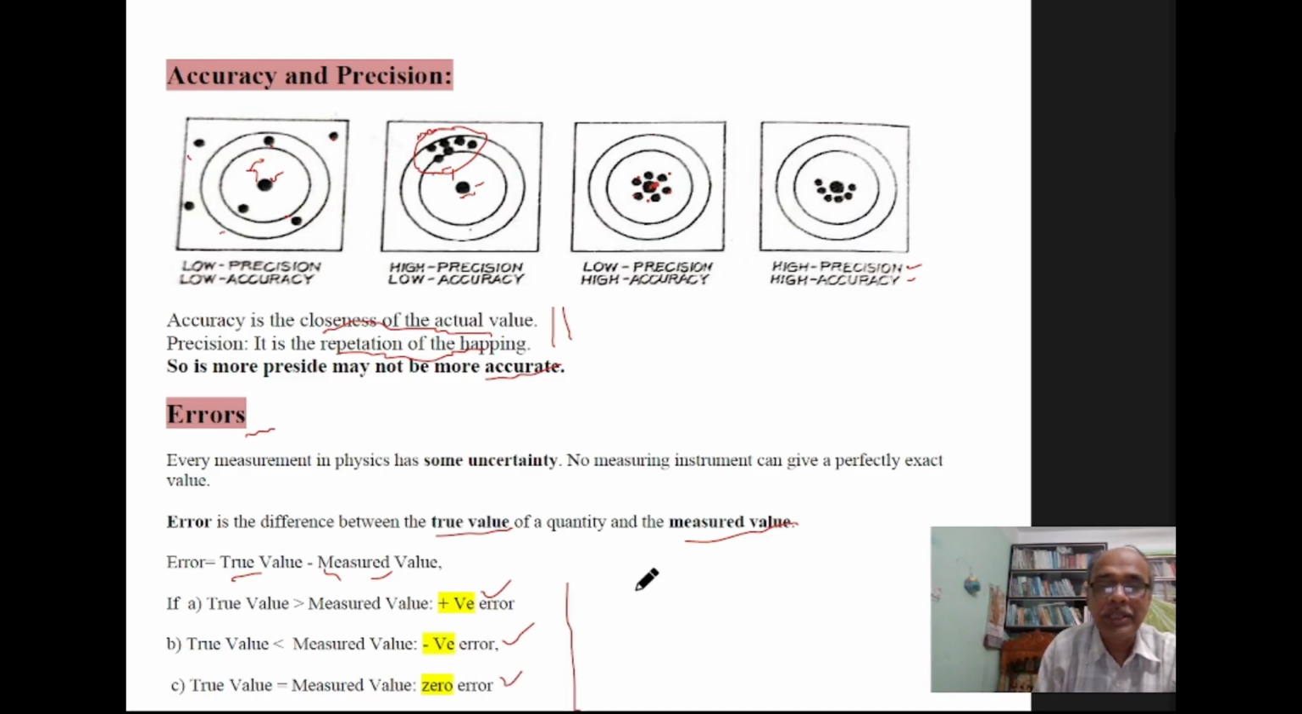So if you are measuring a length and the actual length is 10 centimeter, but you are getting 10.5 centimeter, what will be the error? 0.5, and since the measured value is higher, it will be a negative error.